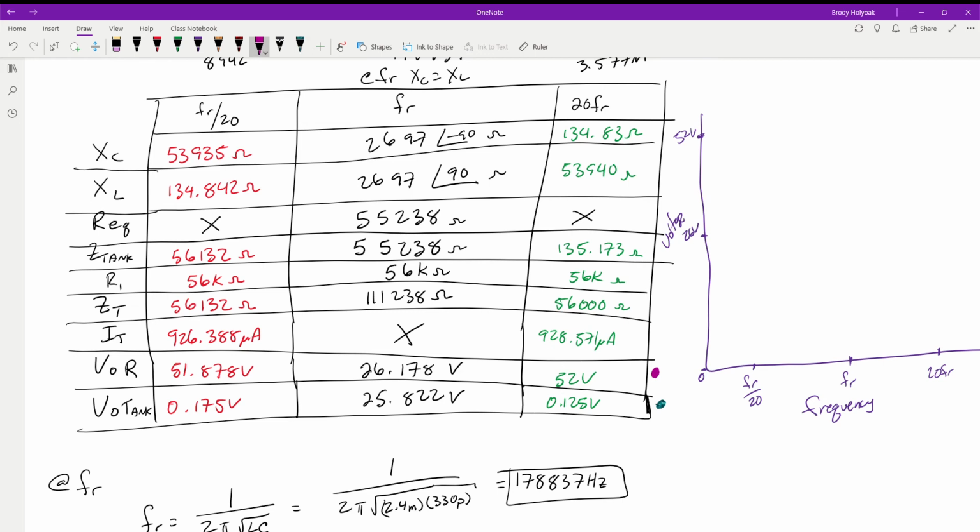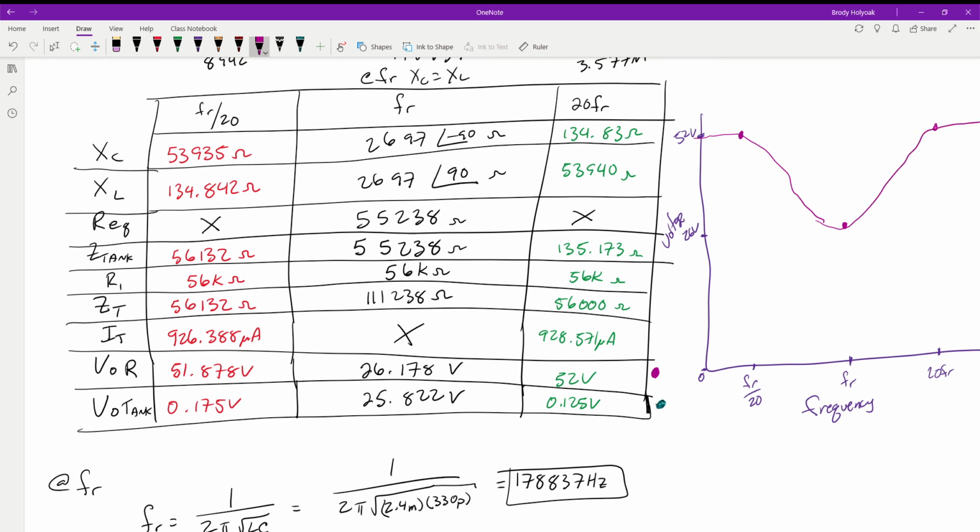So at 20 times less than our resonant frequency, the voltage drop of our resistor was at 51 and change, so pretty much 52 volts. So we can put a mark up there. The next one across the resistor at resonance was 26 volts, so it is sitting right there. And then at 20 times, it goes back up to 52 volts. So the graph representing the voltage of our resistor goes like this. It's going to come down here and then back up and go that direction.